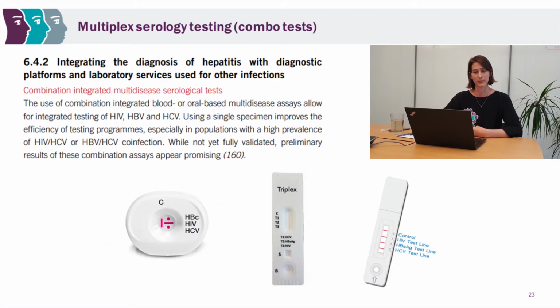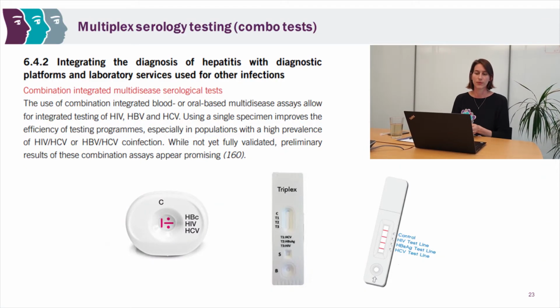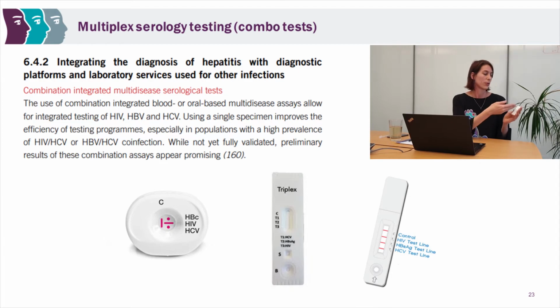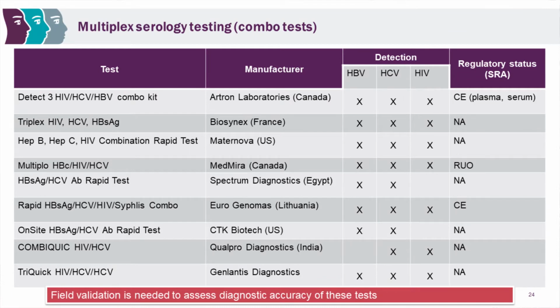Another interesting advance is combo testing. So the fancy name for combo testing is multiplex serological testing. And these are rapid diagnostic tests wherein you can test for multiple diseases on one strip using one sample. So this table on this slide here shows some of the tests that are currently available for combination testing. And usually you'll see that they detect for hepatitis B, hepatitis C, and HIV.